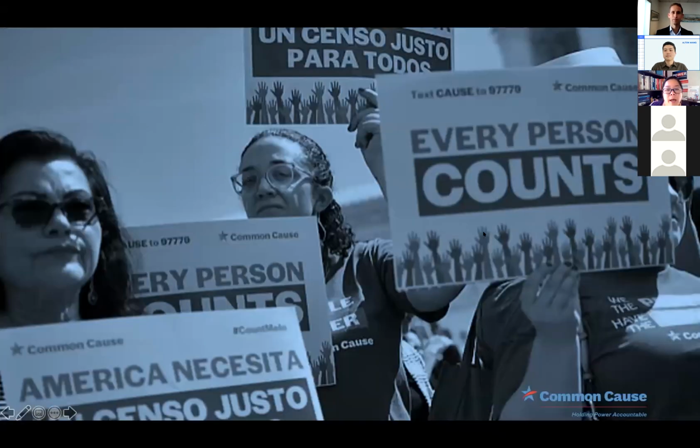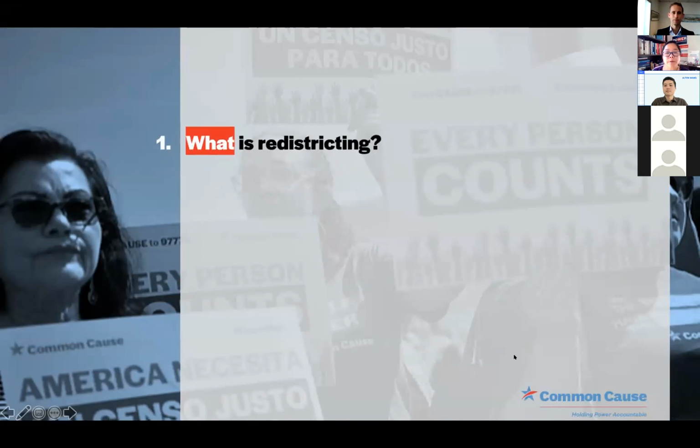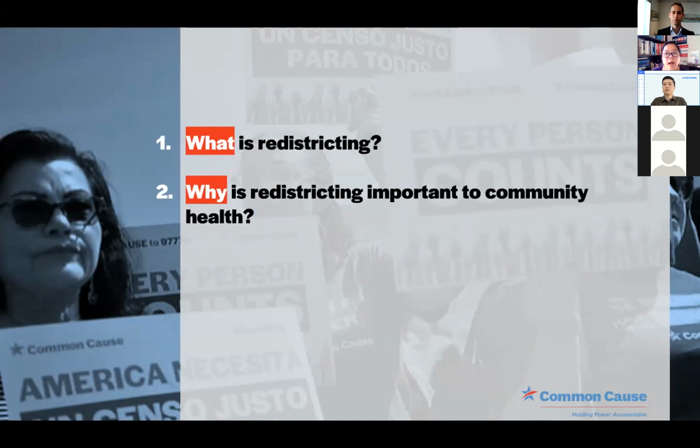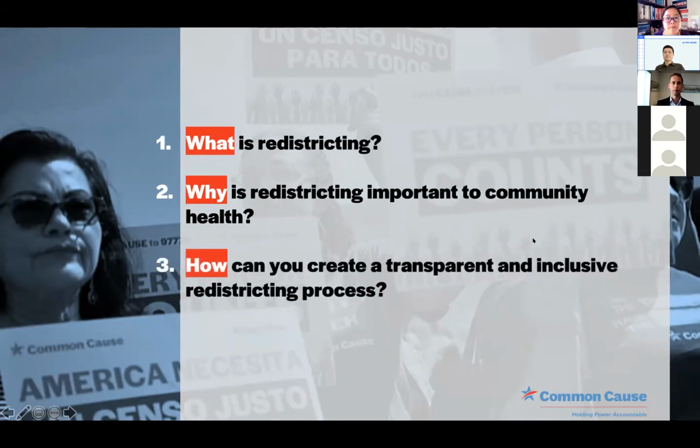So today's session, we're going to be talking about a couple of different things. We're going to talk first quickly about an overview of what is redistricting. Now, I know a lot of you know this already, but I want to make sure that we're all on the same page in terms of what that is. We'll also be talking about why redistricting, if it's done right, can really help community health. And that means whatever city, town, area that you live in, making sure that we're doing redistricting in a way that brings in a lot of people into that process. And then lastly, we'll be talking about how you, as local, county, and city election officials, as commissioners, as people who are working at the state level, can create a transparent and inclusive redistricting process.